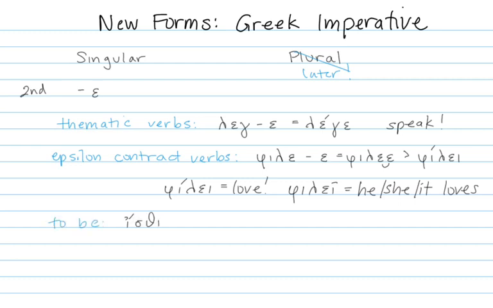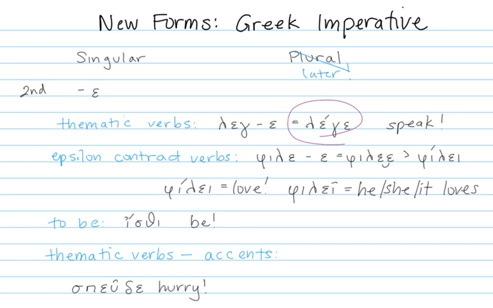As usual, to be is irregular. The singular imperative of to be is isthi, which means be when you're talking to just one person. A note on accents. Some of the thematic verbs, instead of being of the form lege, with an acute on the second to last syllable, will have a circumflex on the second to last syllable. So hurry is speude, and lift is aire.